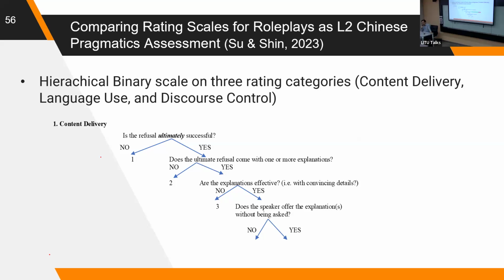So they ask, is the refusal ultimately successful? If the answer is yes, you move on to the next question. If it's no, that student receives the lowest score, 1, right? So if they cannot make a refusal, say, oh yeah, then they get score 1 because they did not do the intended speech act, which is refusal.